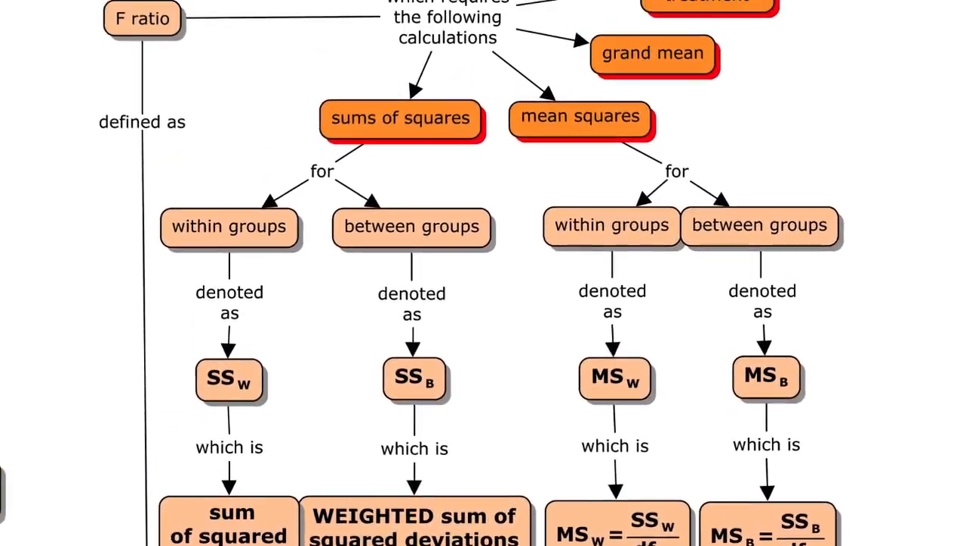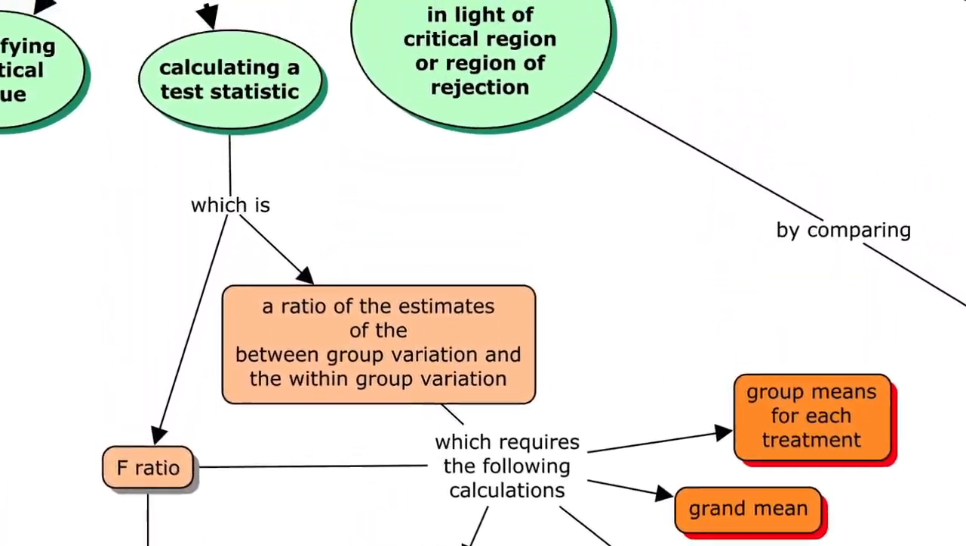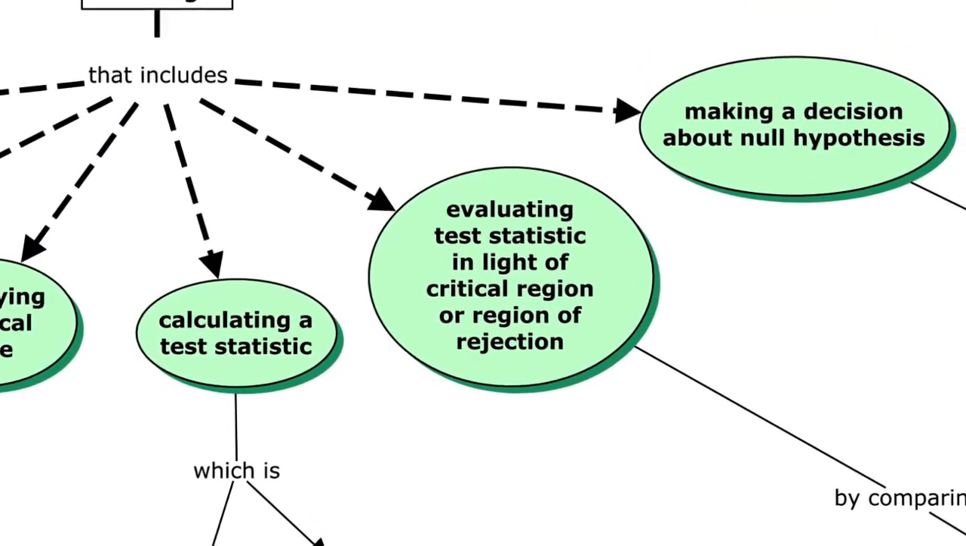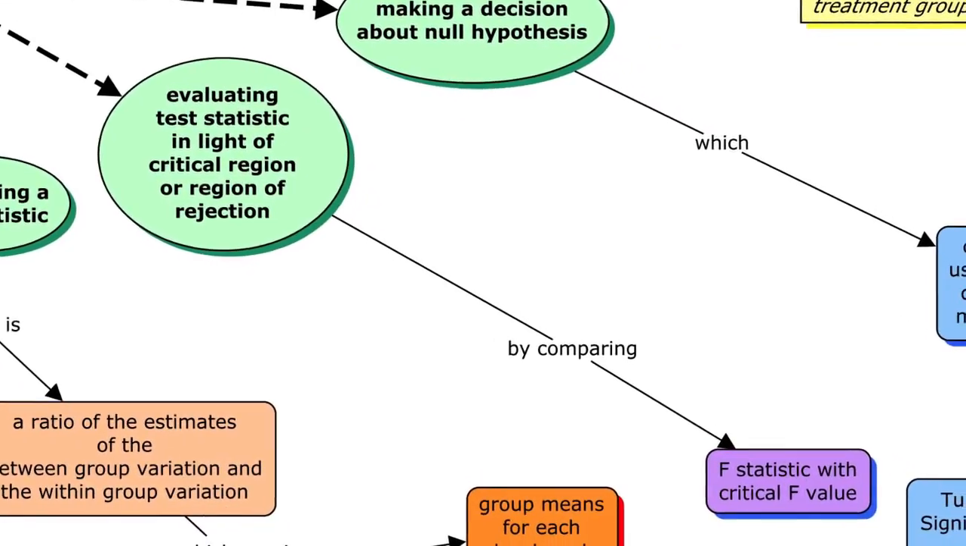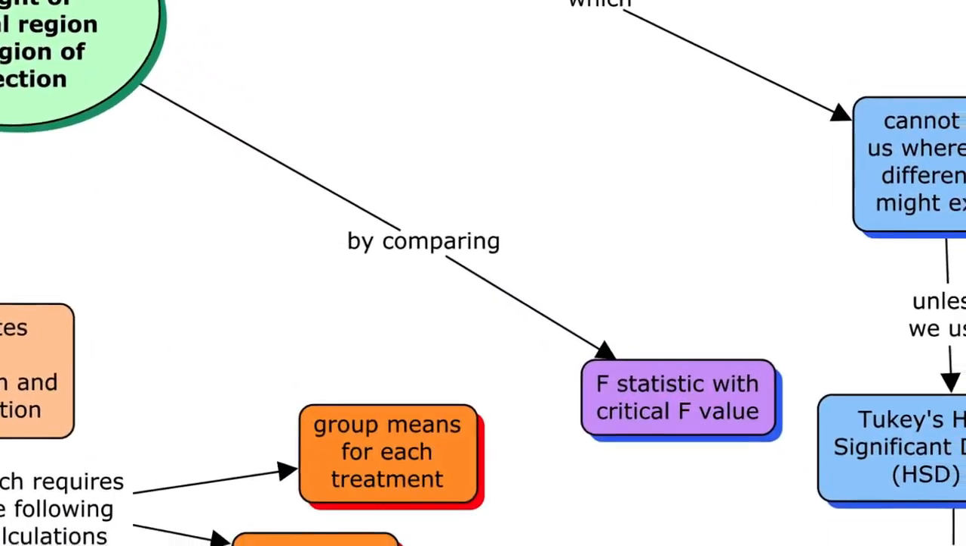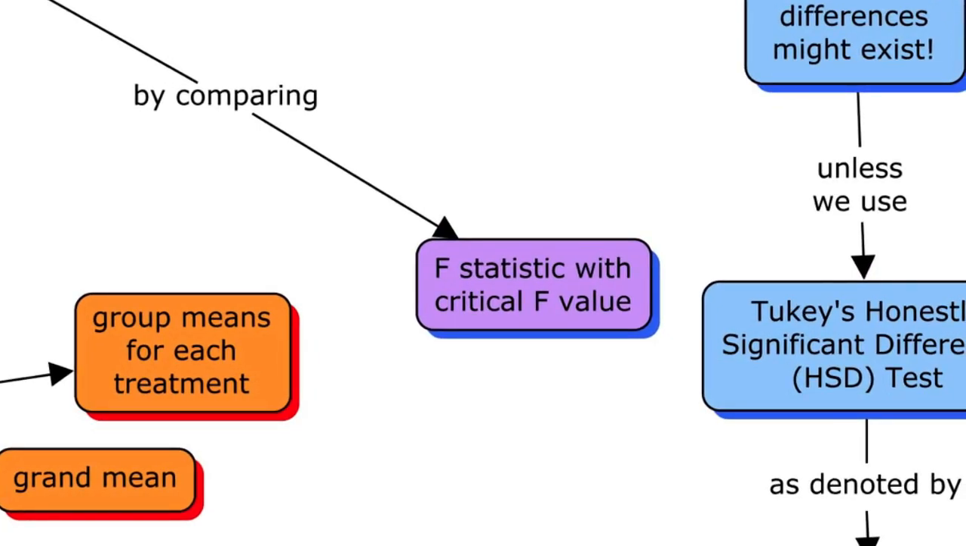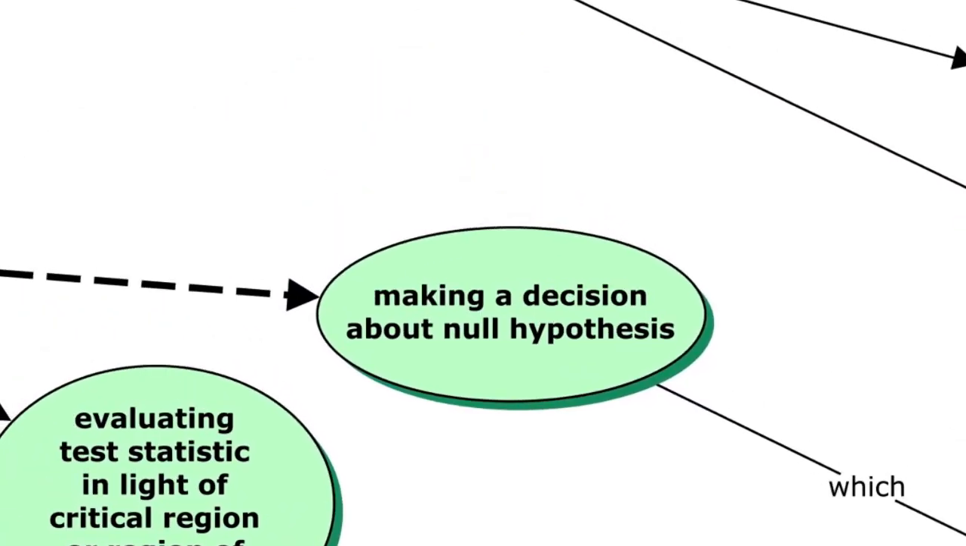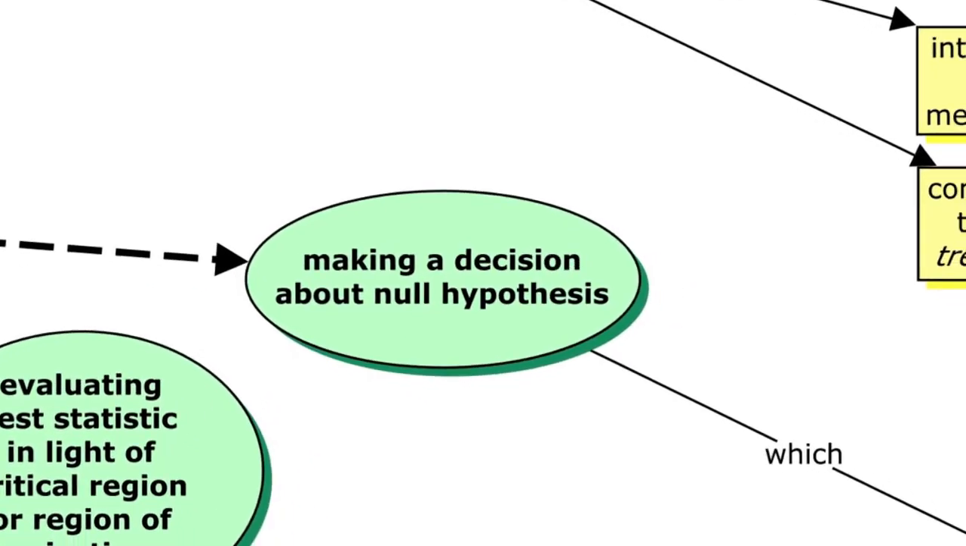This brings us to step 5 in the whole process of conducting a hypothesis test. Step 5 being evaluating the test statistic in light of the critical region or region of rejection. And we do so by comparing our calculated test statistic with the critical f-value. Our last step then, making a decision based on the null hypothesis. Once we have compared our test statistic with the critical test statistic, we may conclude that there is a difference or there isn't a difference between any or all of the means.